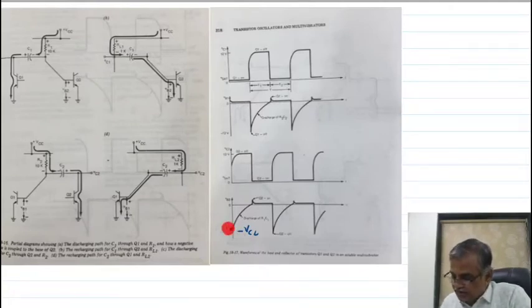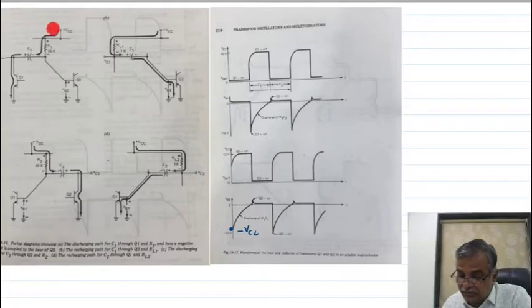Look here, as this capacitor C1 is totally discharged, some positive voltage develops at the base. As a result, the base of Q2 is positive, so the collector voltage at Q2 tends to 0, so it will conduct. As a result, C2 gets discharged through this. This is the discharging path through R2 and Q2, and this gives the negative voltage to the base of Q1.